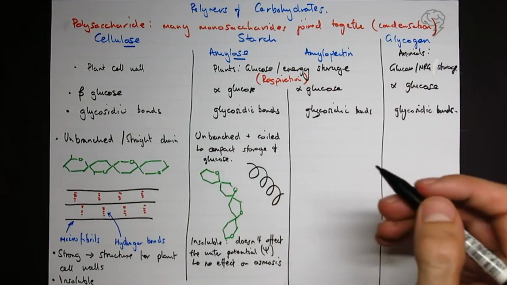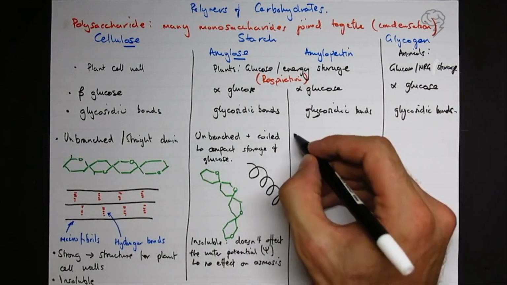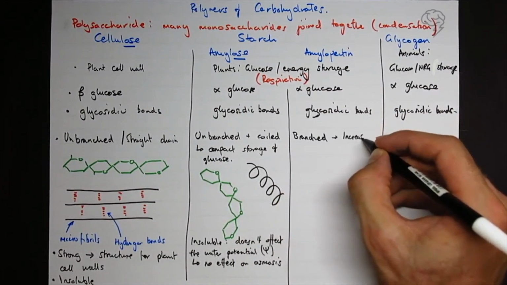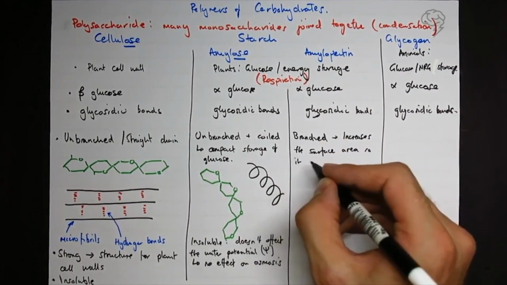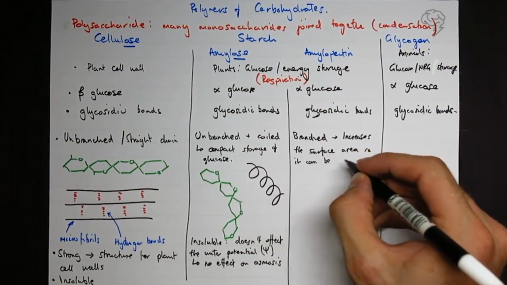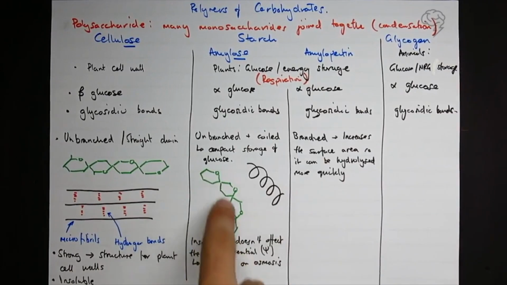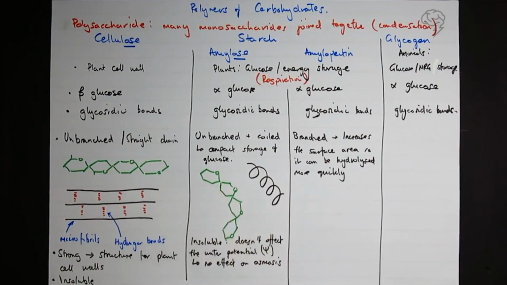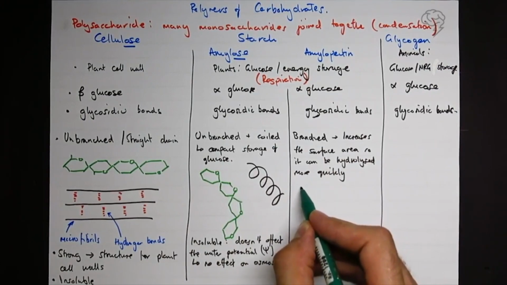Now, amylopectin. Same compound, alpha glucose, glycosidic bonds. It is, however, branched, which is useful because it increases the surface area. And why is that important? It can be hydrolyzed more quickly. So if you imagine trying to get the glucoses off these, you can basically only break off one glucose at a time because it's attached to each one. If you've got branches in here, then it becomes much easier to get our glucose out.